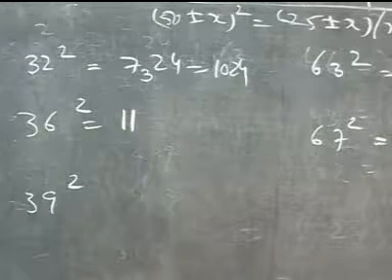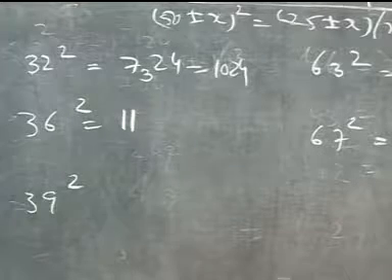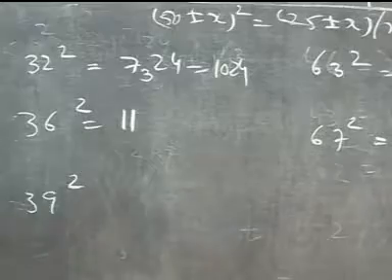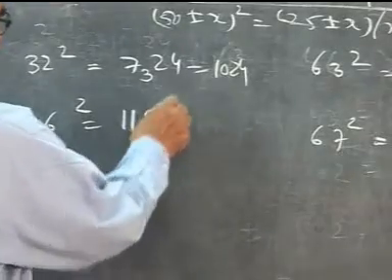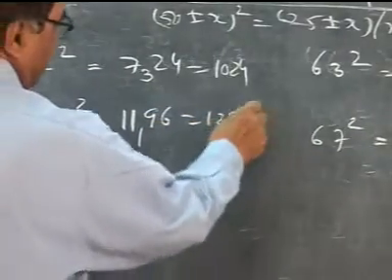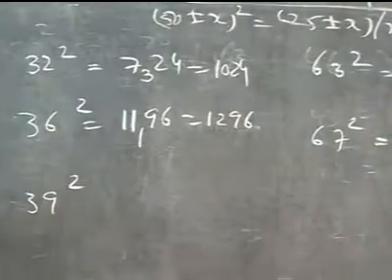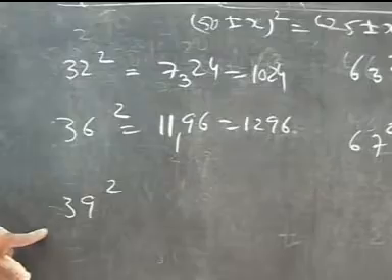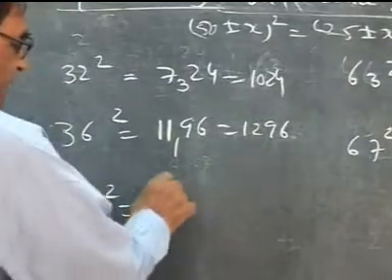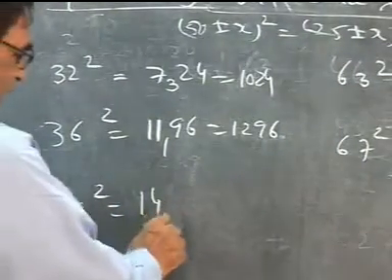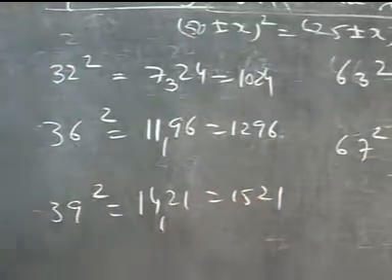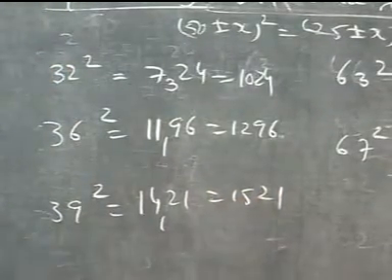Can you count it orally? 10 plus 4, so increase 4. So 14 plus 4 is 18. 4 square is 16, 196. So it is 196. And so it is 1296. 39 is 11 less. Subtract 11 from 25, 14. 11 square is 121. So 1521. See how easily you can count. You don't need to work more.